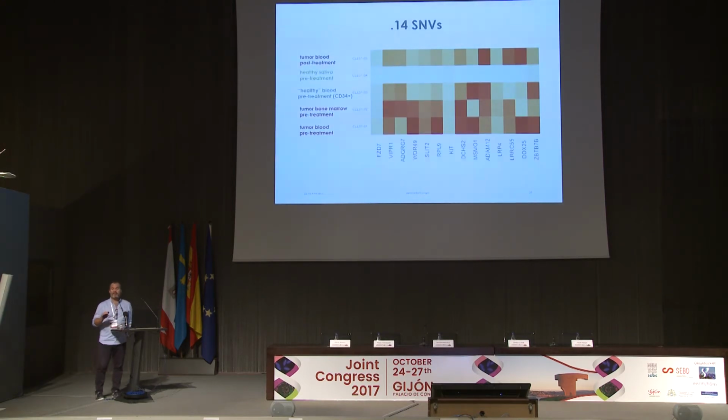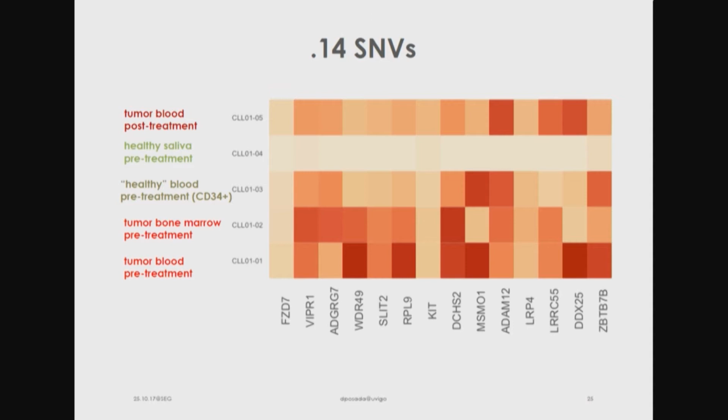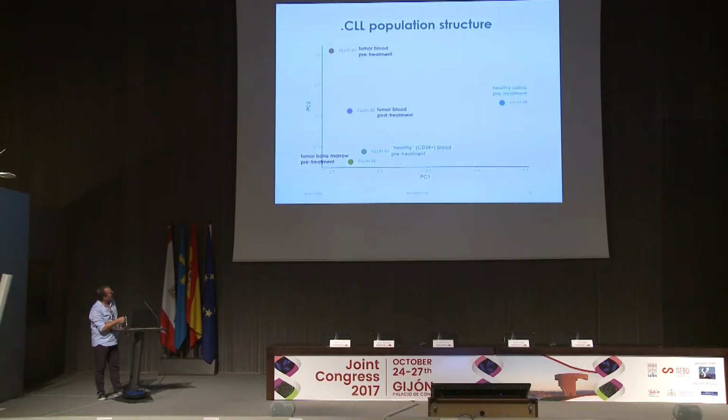CLL is a very slow disease. In many cases, it's asymptomatic. Why? Because the mutation rate is very low in this type of leukemia, and we only detected 14 SNPs. We also sequenced some CD34 lymphocytes that we thought would be healthy controls, but they are already mutated, which means that the cell of origin goes up in the hematopoietic lineage further than was thought before, but that's another story. Basically, with this pattern, we can try to infer the population structure, which makes sense.